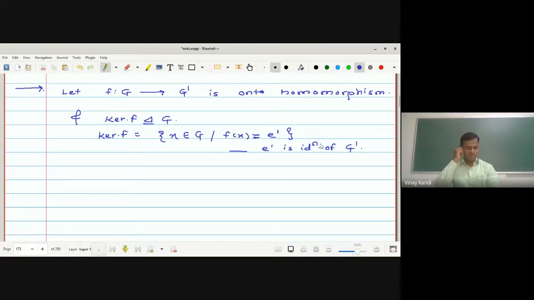Hence the kernel of f is a normal subgroup of G. Therefore G by kernel of f is a quotient group. To define a quotient group, the one in the denominator must be a normal subgroup. So here the kernel of f is a normal subgroup of G, hence G by kernel of f is a quotient group, and we can define the group G by kernel of f.